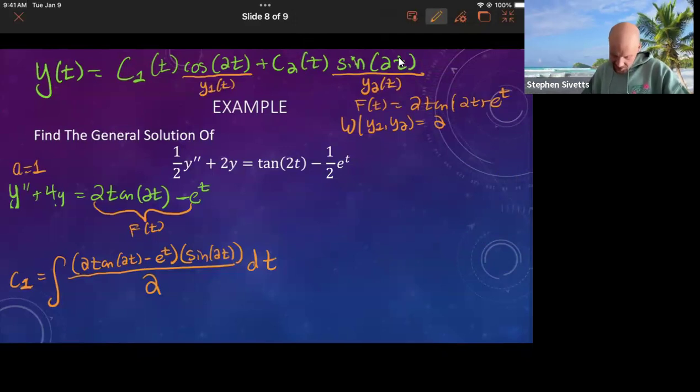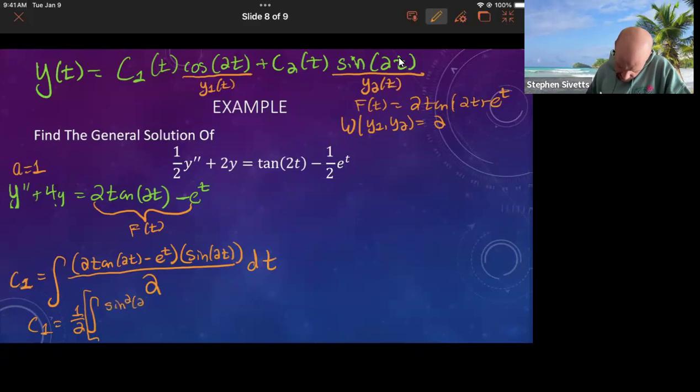So what this equals to is C1, this equals to 1/2 times the integral of sine squared 2t over cosine 2t dt minus the integral of e to the t times sine of 2t dt.